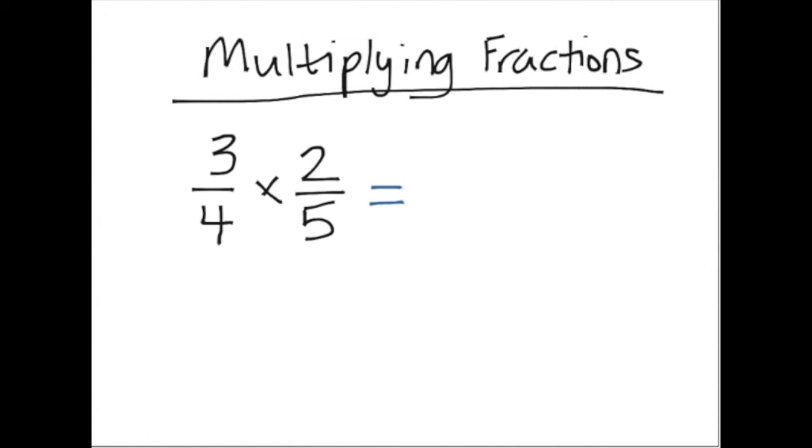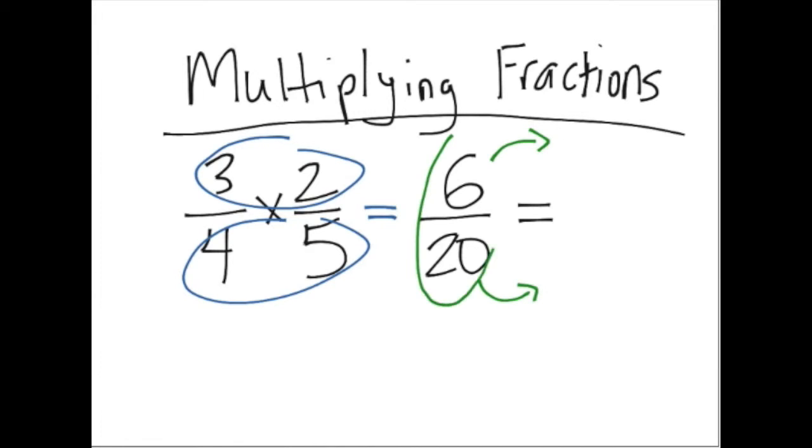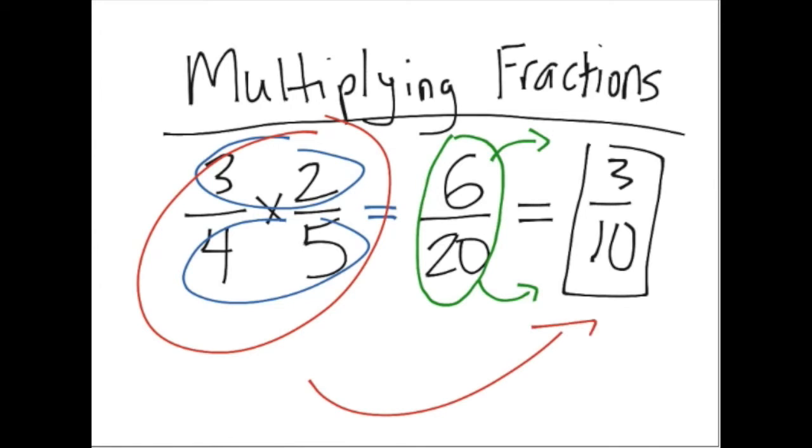Multiplying fractions. Multiplying fractions is very straightforward. We are just simply going to multiply the tops and then the bottoms separately, giving us 6 over 20, which can simplify by dividing both the top and the bottom by a common factor of 2. Simplifies down to 3 over 10. So we have 3/10, which is 3 over 4 multiplied by 2 over 5.